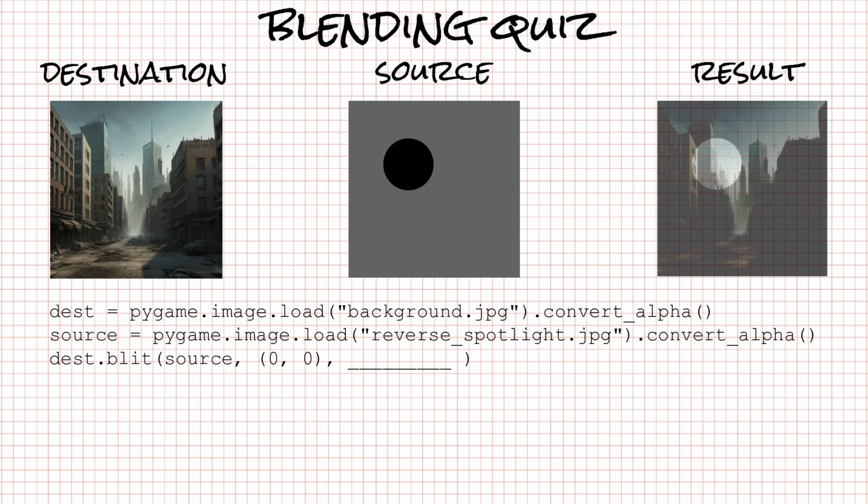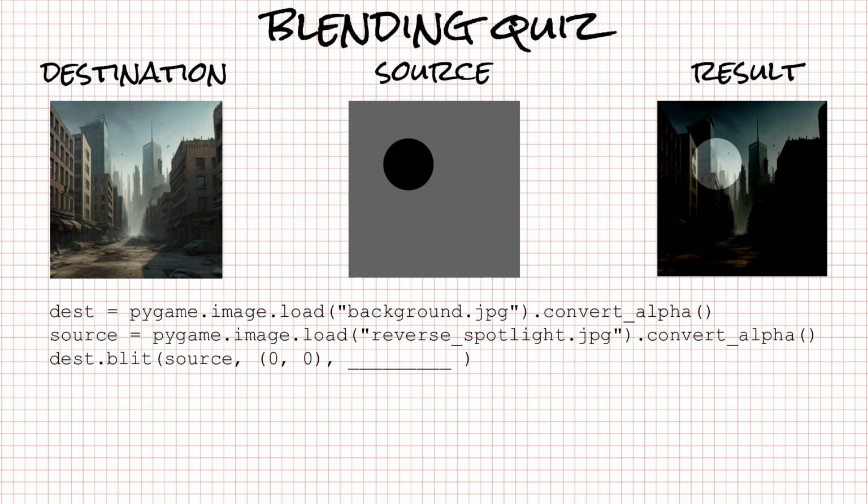And here's my result surface on the right, created with dest.blit, source, 0, 0, and then a blank. In the result surface, we can see the background image, but it's dimmer with a light circle corresponding to the black circle in the reverse spotlight image. What goes in the blank?